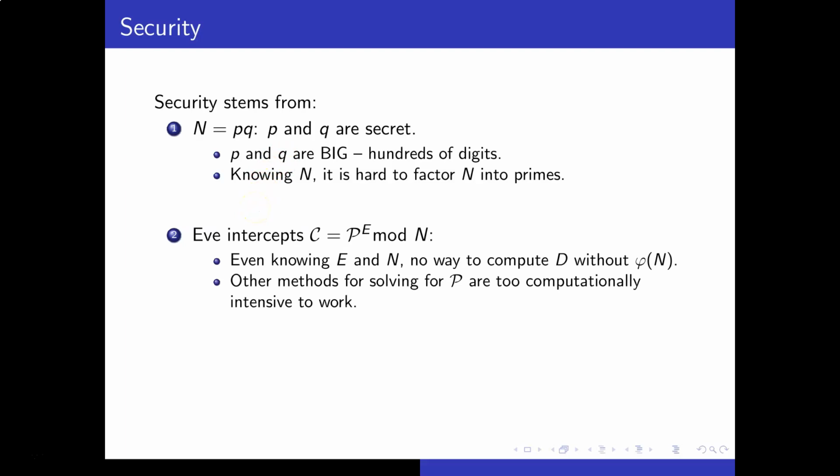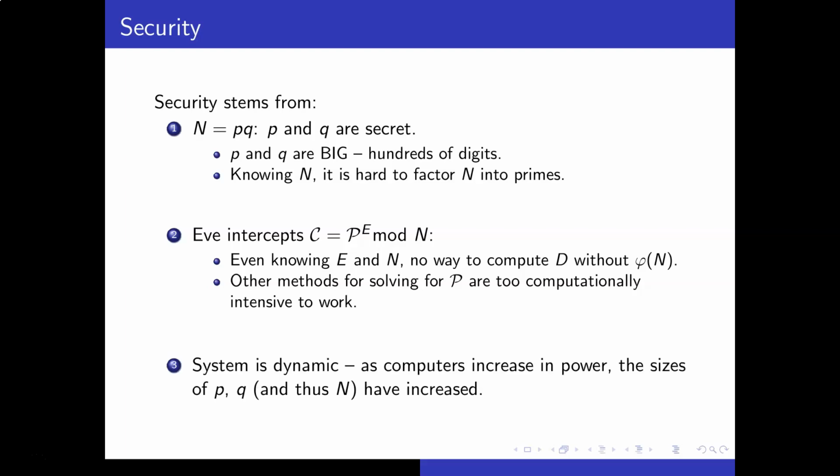And anybody who's on the outside of this system can intercept any ciphertext, but they need the decryption key. They cannot find the decryption key without finding the Euler phi. They can't find the Euler phi without having the factorization, and the factorization is ludicrously hard to find. You might try other brute force approaches, but with the size of the numbers involved, it's just too computationally intensive to work.